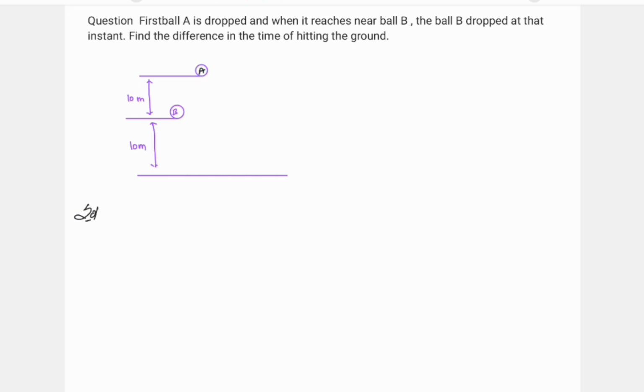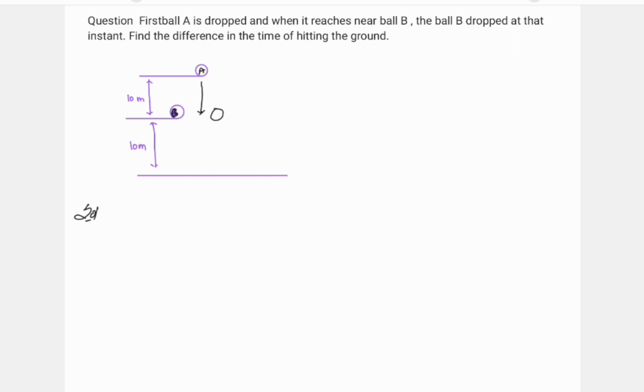Here we are having a ball A and here we are having a ball B. Ball A is at a height of 20 meters from the ground and ball B is at a height of 10 meters from the ground. First we have dropped ball A. As it reaches near ball B, then ball B is also dropped. It is asking what is the difference in the time when both the balls are going to hit the ground.